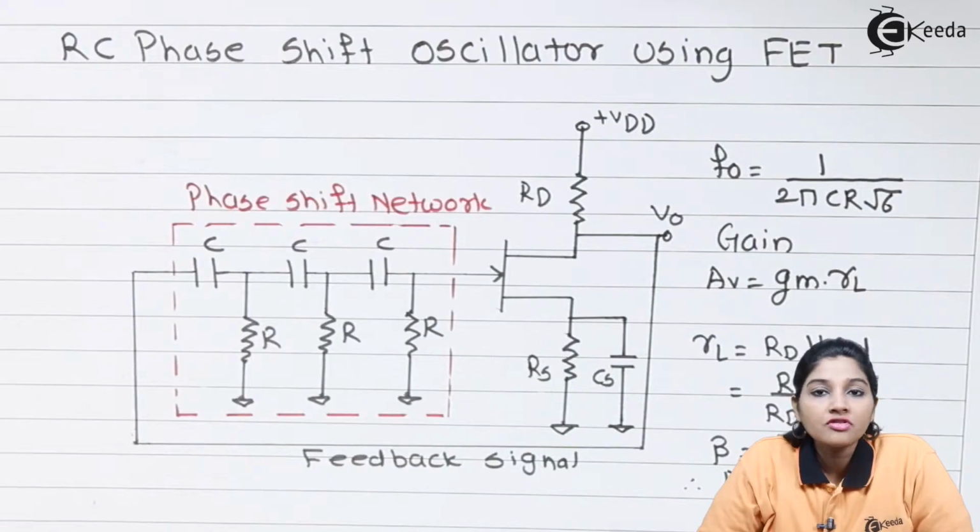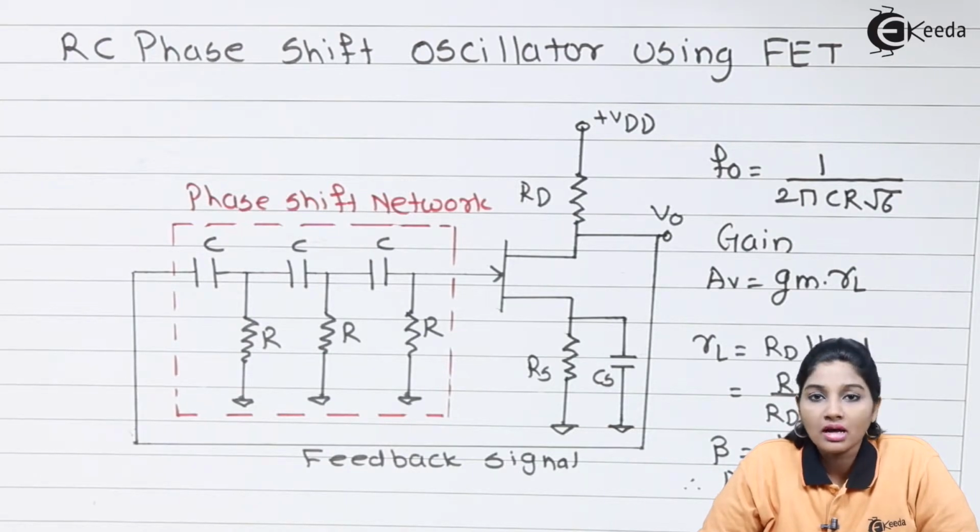We know that RC phase shift oscillators are basically used to produce a low frequency range, that means audio frequency range, and therefore they are also called audio frequency oscillators. The basic principle behind the RC phase shift network is that an amplifier using FET or BJT can provide amplification as well as a phase shift of 180 degrees between input and output. But in order to use the circuit as an oscillator, we require a total phase shift of 360 degrees or 0 degrees.